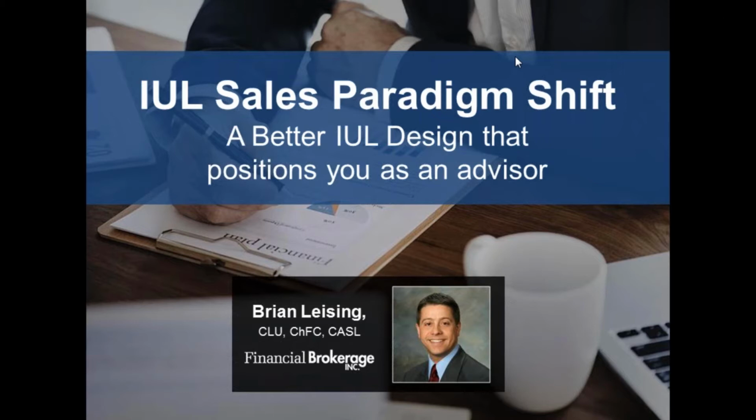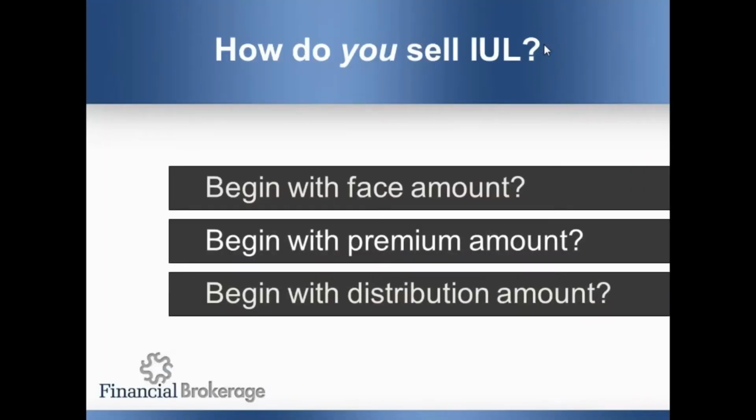So, how do you sell IUL right now? Some people actually begin with the face amount in mind. These are folks usually without much of any experience with IUL at all, and that usually doesn't work well. This is a different type of sale. It's not a protection-based sale where maybe you've determined your client needs $2 million of coverage, and you're running different quotes at that face amount. When we're looking at accumulation and distribution, it's not really what we want to do.